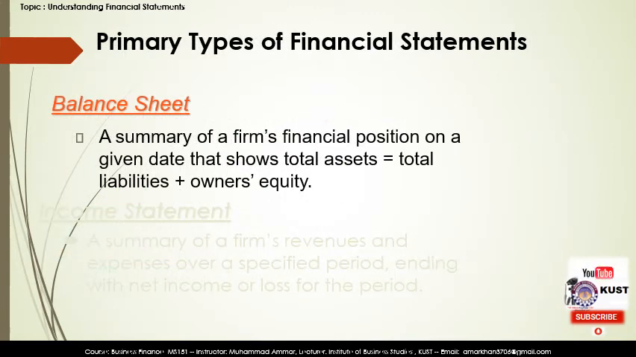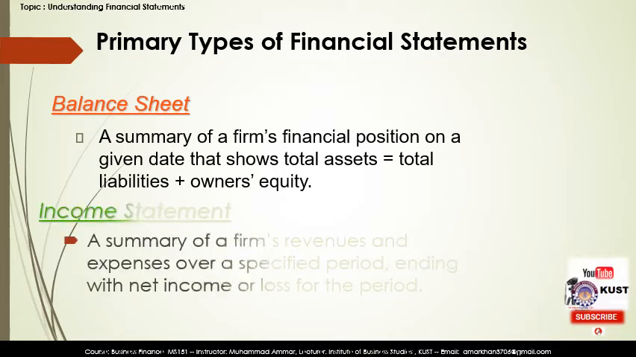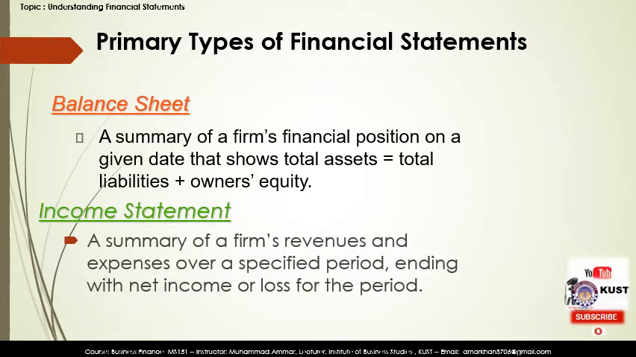Primary types of financial statements. We know the balance sheet contains a summary of a firm's financial position on a given date, showing that total assets are equal to total liabilities plus owner equity. We know this is also known as the accounting equation. So in the balance sheet we have two sides: one contains the assets, and on the other side we see the liabilities and owner equity, right?